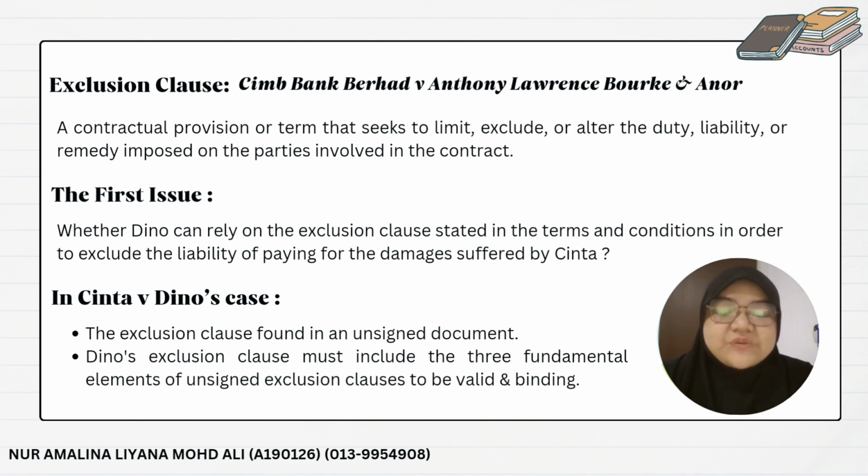The first issue between Cinta and Dino is whether Dino can rely on his exclusion clause to avoid paying for Cinta's damages. In this present case, the exclusion clause was found in an unsigned document, as the situation does not indicate any evidence of the parties having signed any document pertaining to the service of the vehicles. Dino's exclusion clause must meet three elements for it to be reliable, valid, and binding.